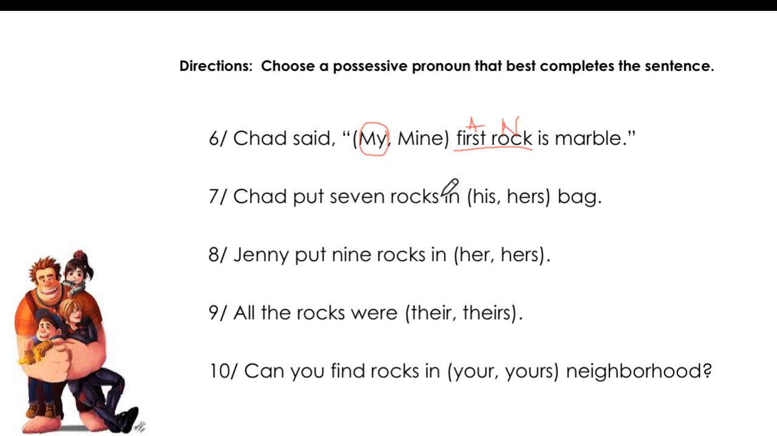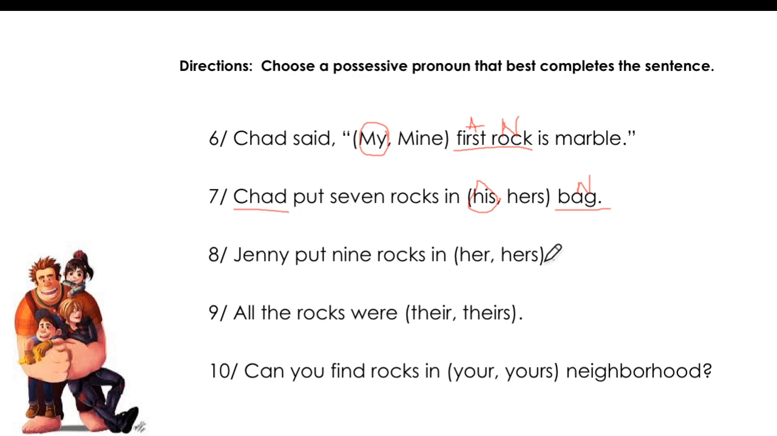Chad put 7 rocks in his bag or hers bag. You have to choose. His is for the boy and hers is for the girl. And Chad is a boy, so his bag. And we cannot use hers because bag is a noun. Hers is the one that stands alone. Jenny put 9 rocks in her or hers.